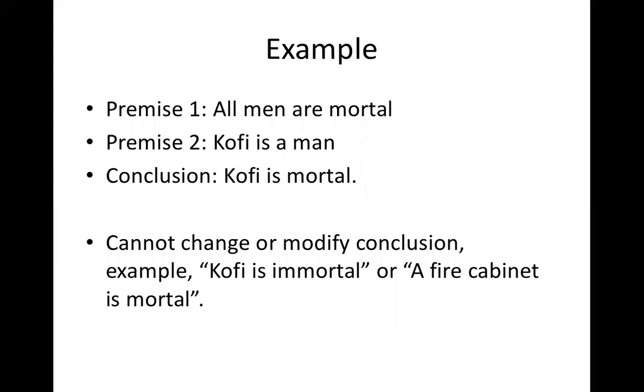Example, all men are mortal. Kofi is a man. Kofi is mortal. Now, if you say all men are mortal and you also say Kofi is a man, the only conclusion would be that Kofi is mortal. There's nothing you can do to change this conclusion or to oppose it. You cannot change or modify the conclusion to say Kofi is immortal or a fire cabinet is mortal.